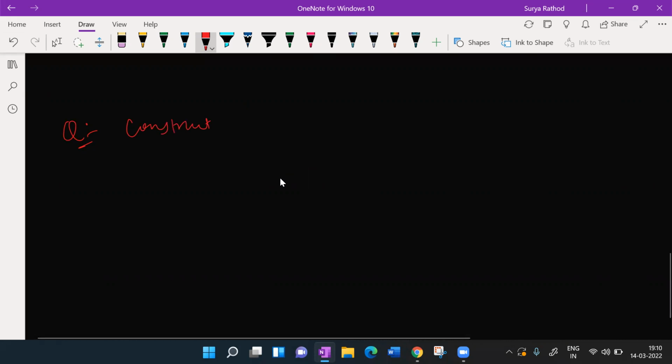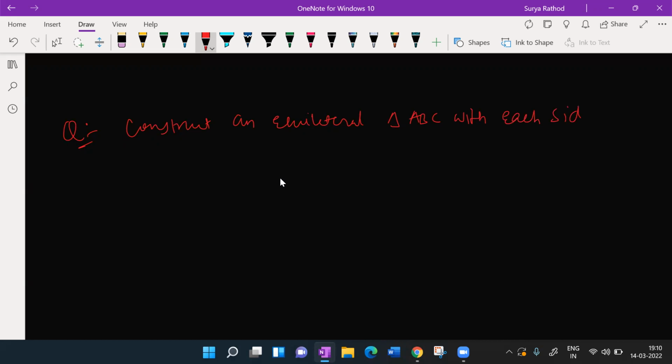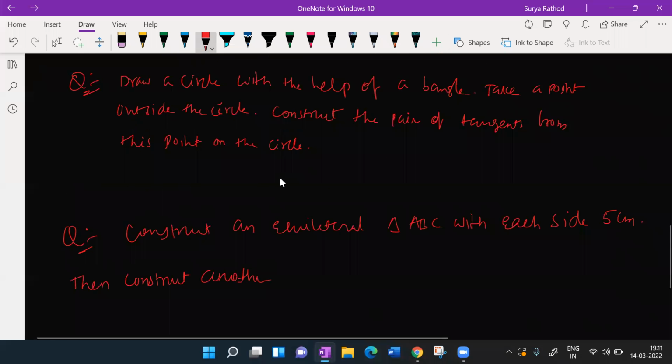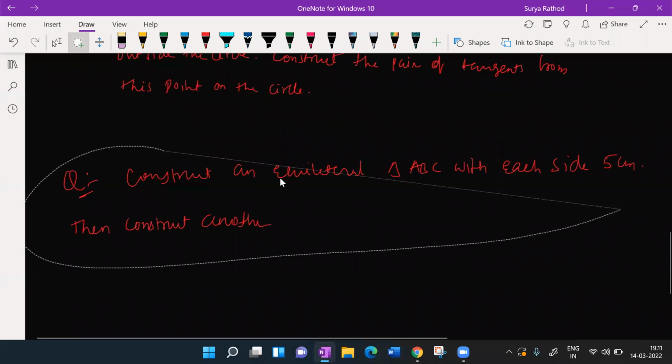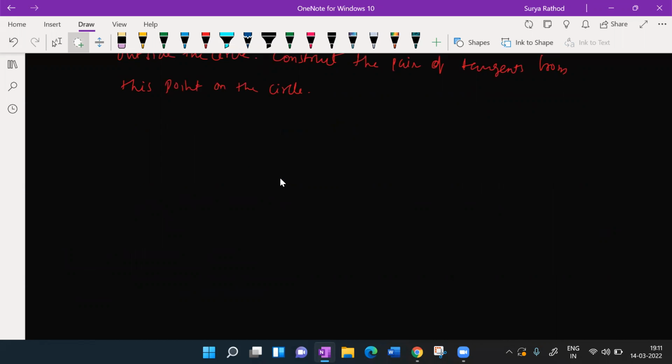Construct equilateral triangle ABC. Sir, this part is deleted, I think, no, sir? Which one deleted? Equilateral triangle construction. Okay, we will take that away.